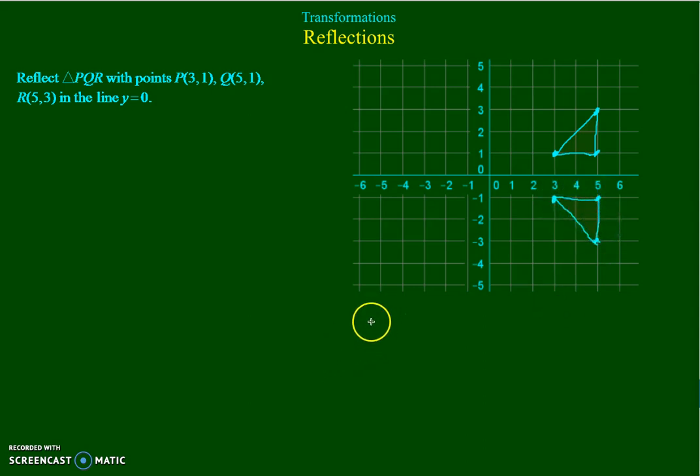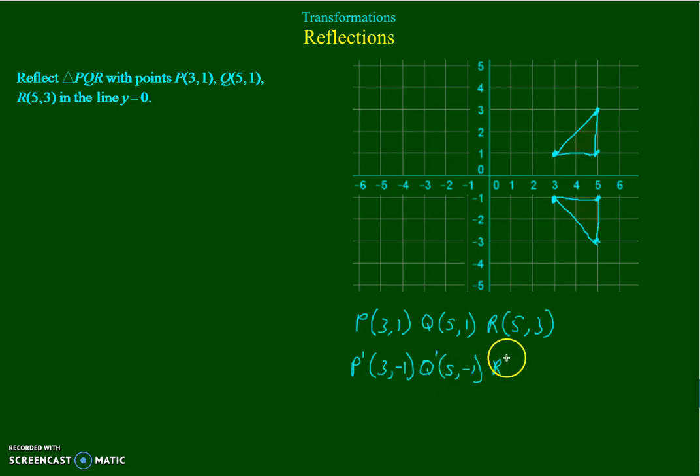And if we want to write the points, we had P as (3, 1), Q as (5, 1), and R as (5, 3). Now what happened? When we reflected across the line y equals 0, or across the x-axis, what happened to the y coordinates? Well, let's write our coordinates and see what happens. P prime is the same x coordinate, but the y is negative. But it's the same value. Q prime is (5, -1), and R prime is (5, -3).